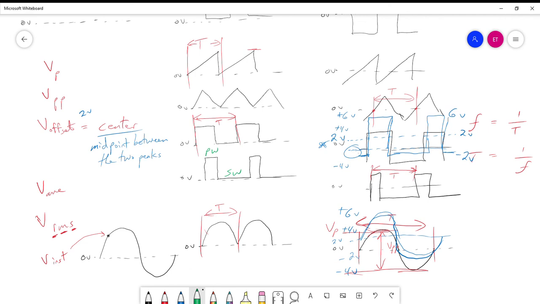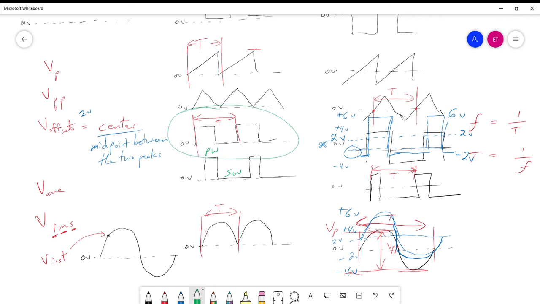Let's see if there's anything else. Yeah, I think we're pretty good. You'll hear us talk about time symmetry. So you can have amplitude symmetry. If there's no offset, you have amplitude symmetry. And we'll also have the time symmetry if, for example, this one looks, the square wave is symmetrical in time, isn't it?